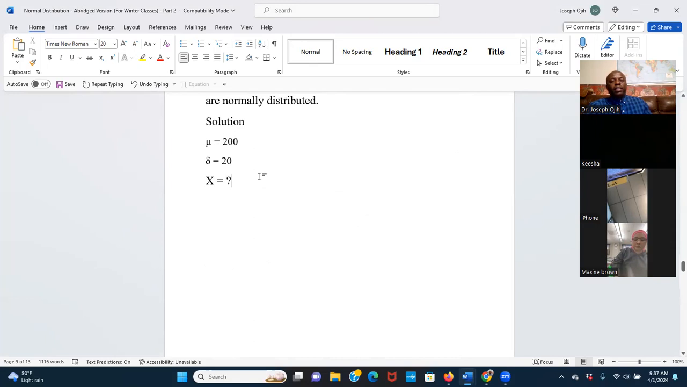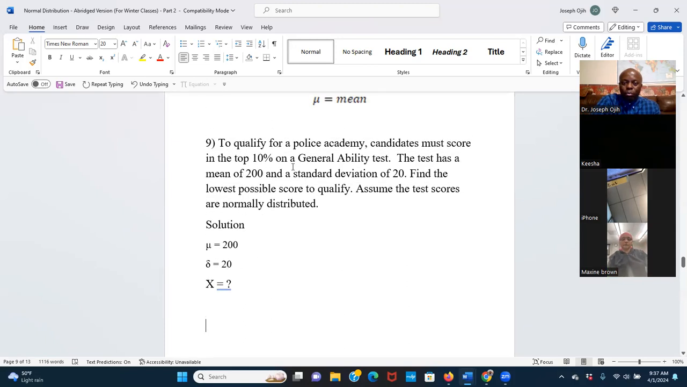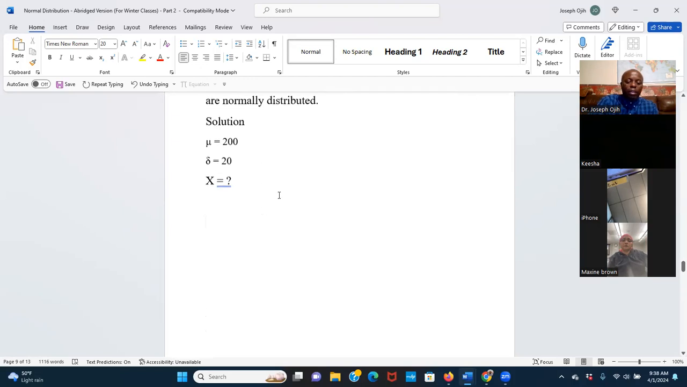To find X, we first of all need to find Z. To find Z, we need to do one thing that is important. Let us draw the chart first to show you what they are saying here. It says that the candidate must score in the top 10%. That means their score must fall in the 90th percentile. Let me show you how it looks.